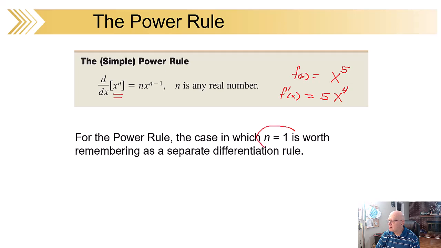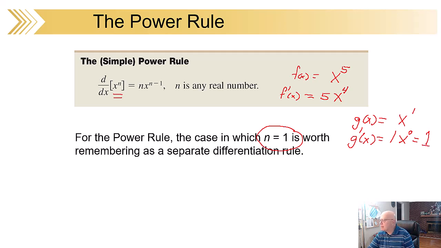If n equals 1, you've got a special case. Now, if you don't remember the special case, that's fine, because if you had g of x equals just x to the first power, the derivative, you bring that 1 out front and reduce the 1 by 1, so this would be x to the 0, but x to the 0 is 1, so this would be equal to 1. In other words, whatever number is out in front is the derivative.